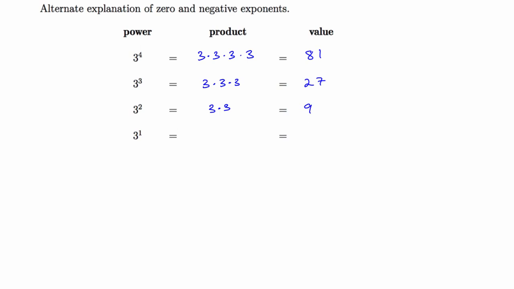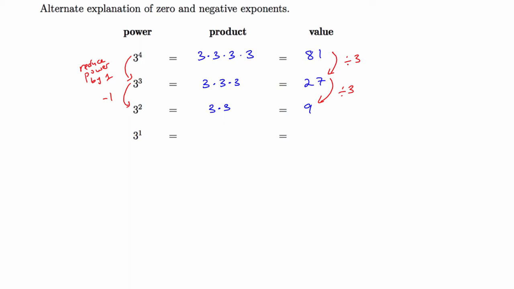If we stop to see what's happening, what we might notice over in the left column is that every time we reduce the power by 1, over on the value side, we end up dividing by 3. Again, when we go from 3 to the third to 3 to the second, we've subtracted 1 power, and over on the value column, we've divided by 3. Also notice in the product column, every time we reduce the power by 1, not surprisingly, we have 1 less 3 in the product column.